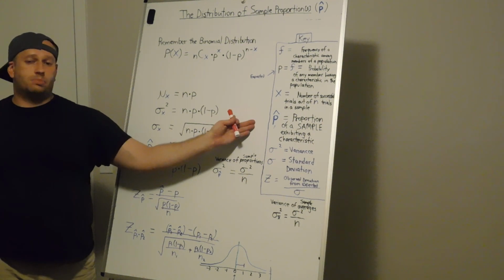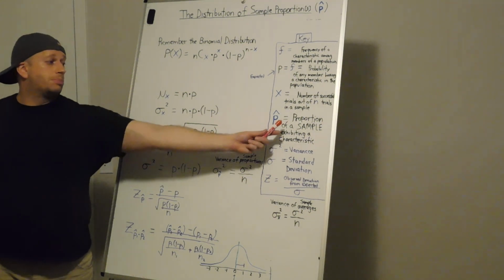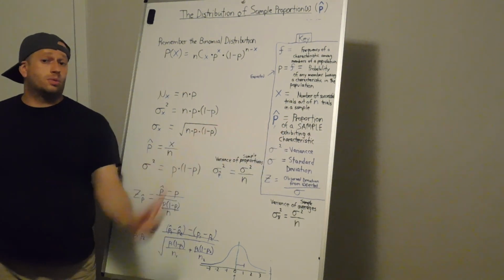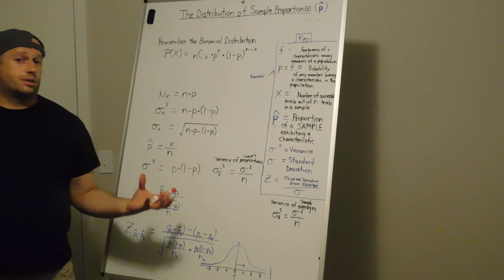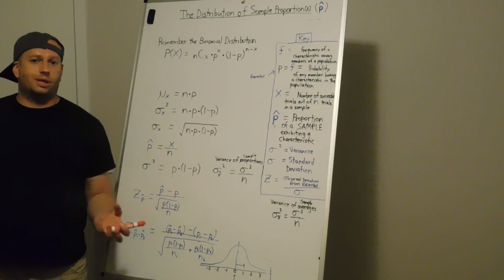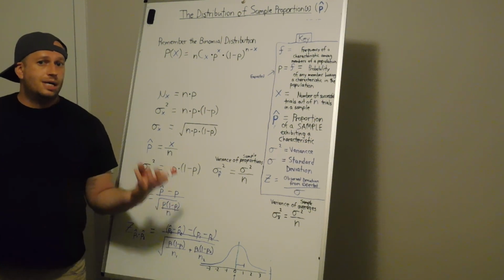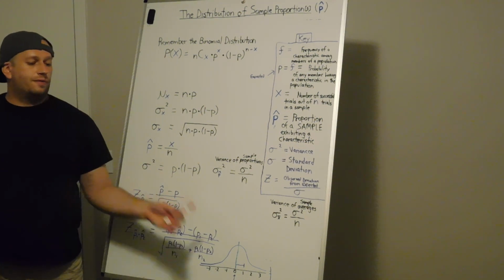That is the proportion of successes, the proportion of a sample exhibiting a characteristic. In this case, that characteristic is success, because that's what we're looking at the proportion for. We want to know how many are that way out of that much.